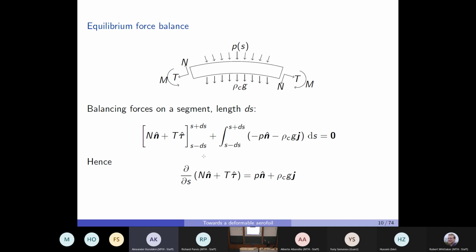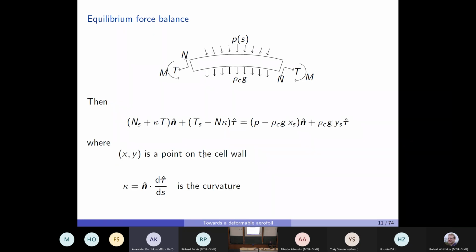So n hat and t hat are the normal vector and the vector tangent to the boundary representing the wall. When you differentiate those unit vectors, the curvature of the cell wall is going to come in. So that's what's happening on the next slide. Little kappa here is the curvature. All those terms in that force balance are represented in terms of the direction n hat, normal to the wall, and t hat, tangent to the wall. Kappa is the curvature.